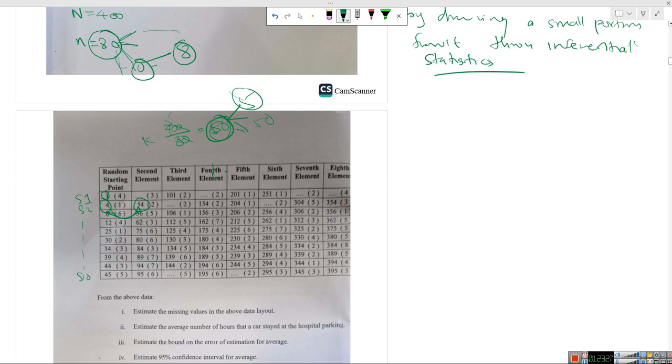So if it is 1, then we will take the 51st car as the second element, then 101, then 151 and so on, and you are supposed to fill in these blanks also. For that you will receive marks. So if it is 45, 95, then you have to add 50, giving 145 and so on. Within the brackets, the time each car stayed is given. So what we have to do is estimate the missing values in the above data layout. That is what we have done. You have to fill in the blanks.